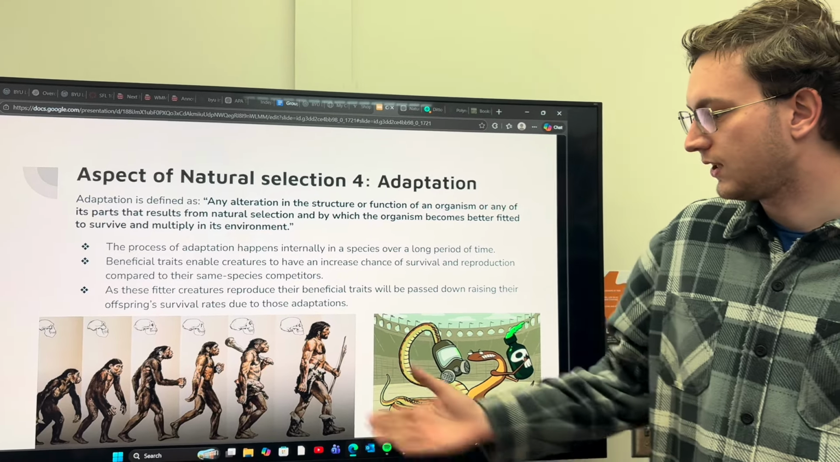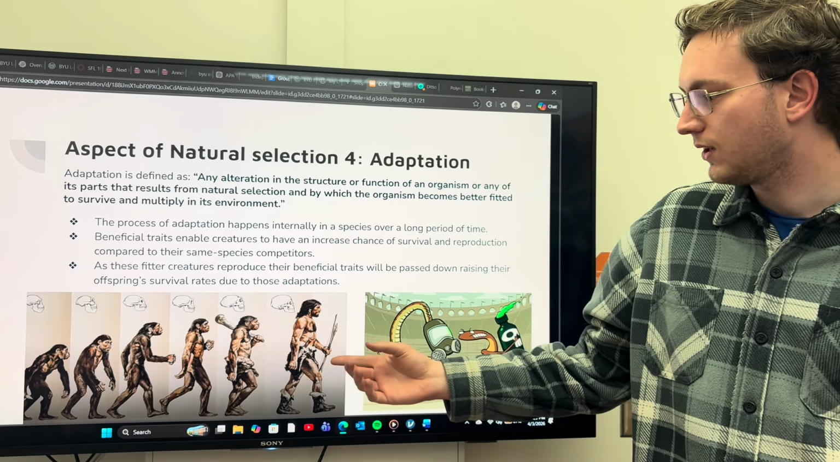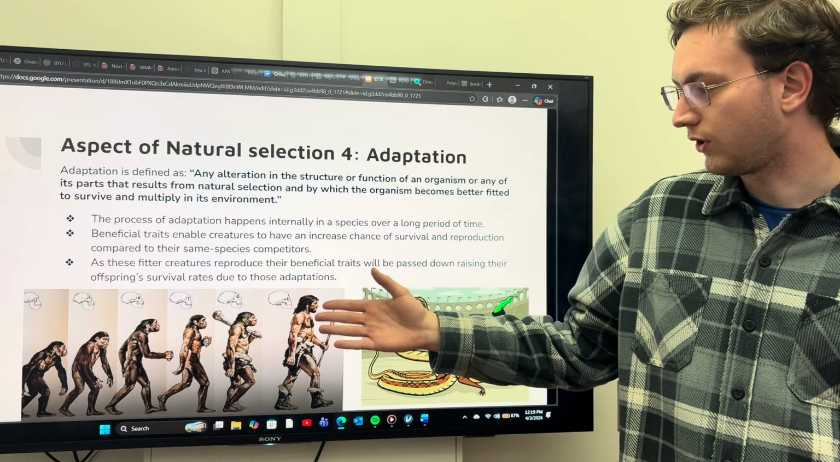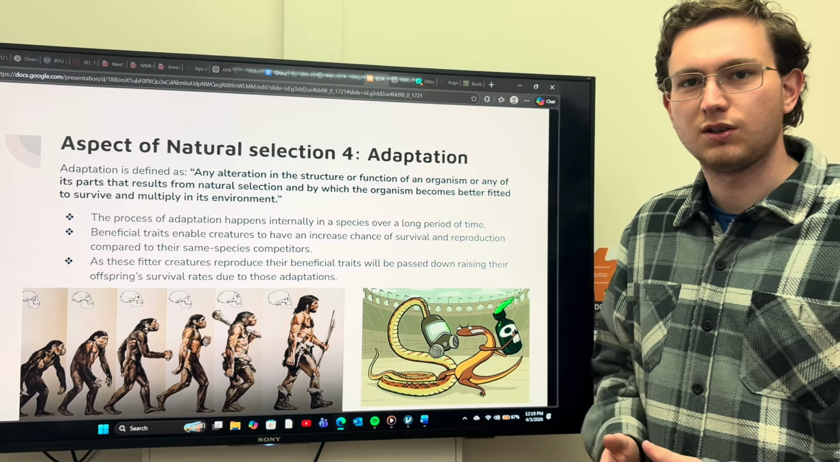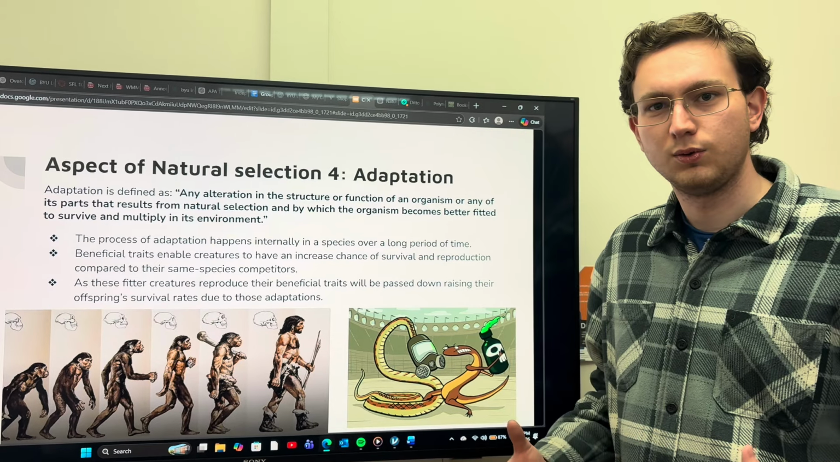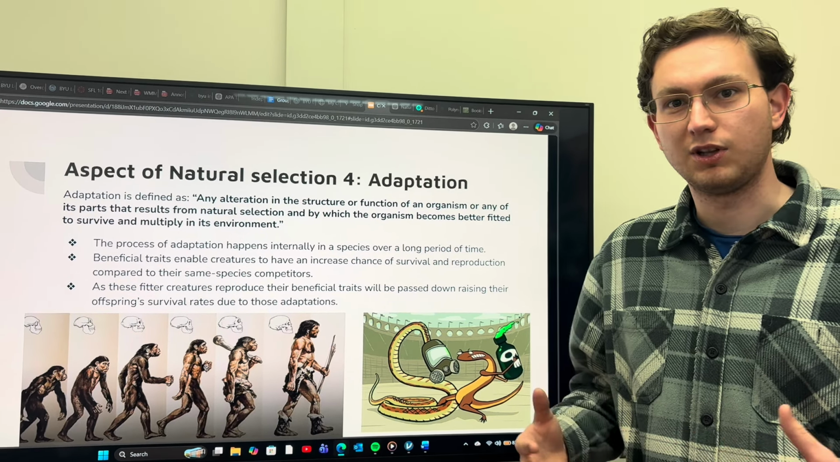A great example of this is with humans. Over time, as we deviated from our common ancestors with apes, we stood further upright and our leg and arm proportions became more similar, which allowed us to run long distances, to use tools, and to throw things better, which increased our survival rates and our hunting ability.